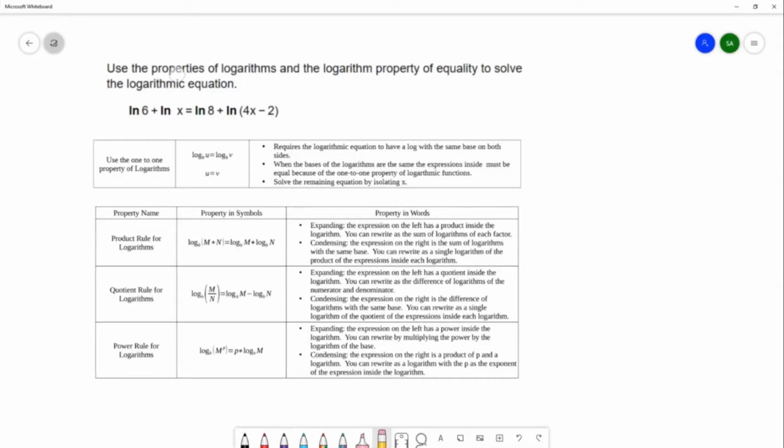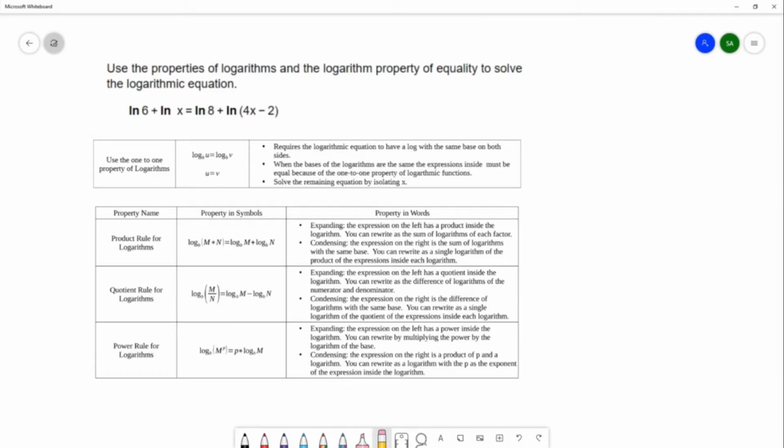Use the properties of logarithms and the logarithm property of equality to solve the logarithmic equation. The equation we want to solve is natural log of 6 plus natural log x equals natural log 8 plus natural log of 4x minus 2.